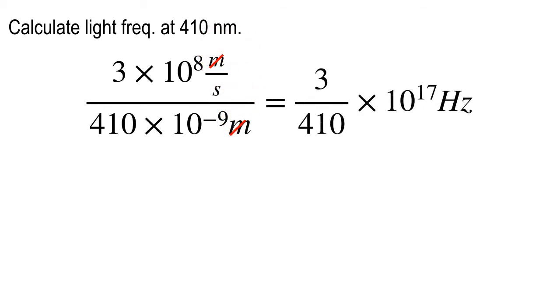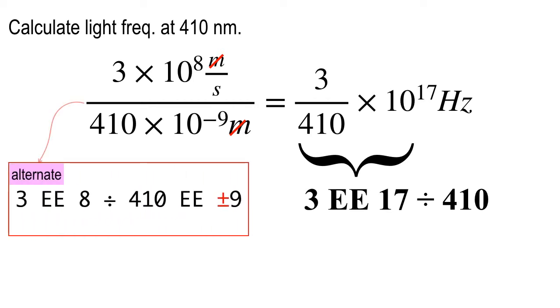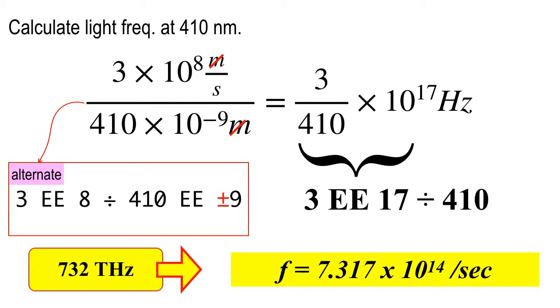So your lazy bones, no calculator method, 3 over 410 times 10 to the 17, which would be 3e17 divided by 410. Or you could just go straight like this. I mean, here's the alternate version. 3ee8 divided by 410ee, then change the sign key, and then a 9. That'll give you 410 times 10 to the minus 9. And in both cases, you should get 7.317 times 10 to the 14 per second, which is then 732 terahertz.